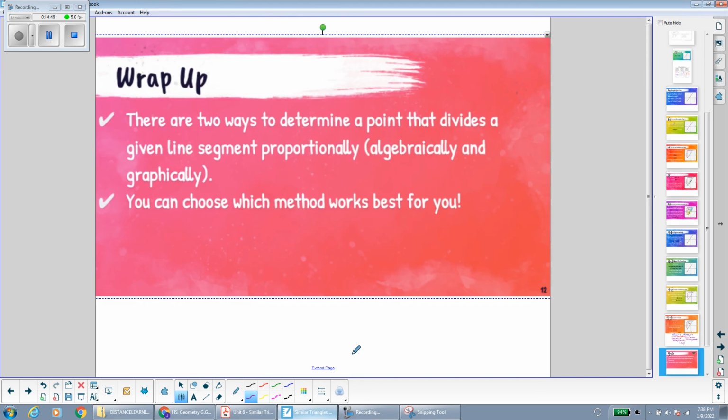So just to summarize, there are 2 ways to determine a point that divides a line segment proportionally, algebraically and graphically. You can choose whichever method works best for you. You do not have to do it both ways. You can pick whichever way that you like. Hopefully this video helped to clear some things.